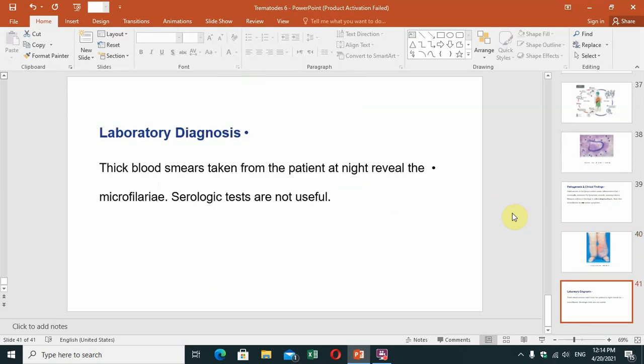Laboratory diagnosis. Thick blood smear taken from the patient at night reveals the microfilaria. Serological tests are not useful.